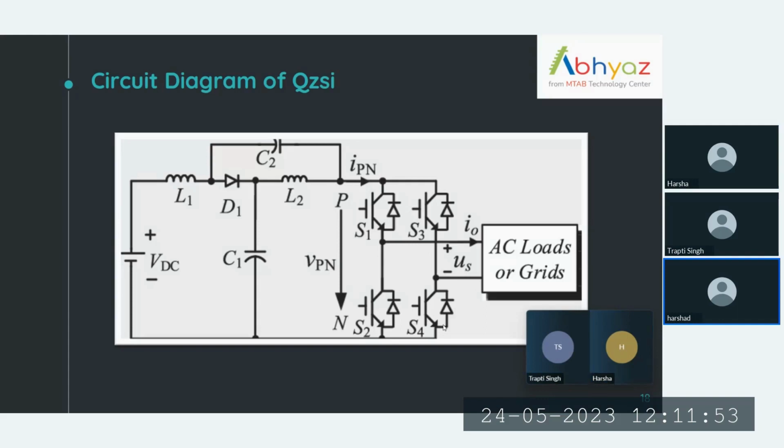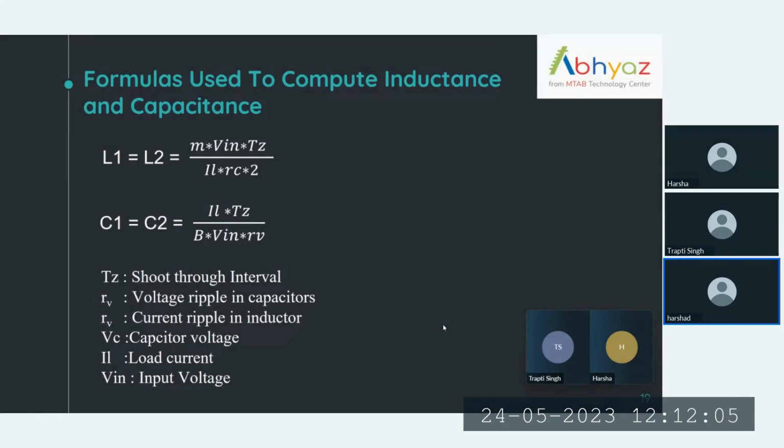In the circuit diagram of quasi Z-source inverters, we observe that the structure of the network has been altered to overcome the disadvantage of the Z-source inverter. These are the design equations which I have used for designing the network parameters.